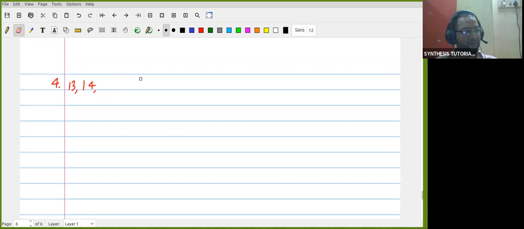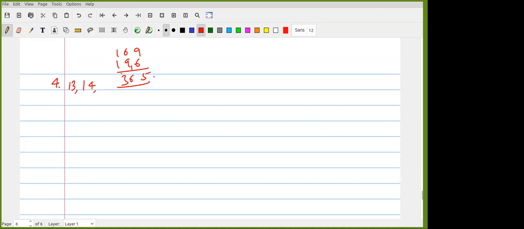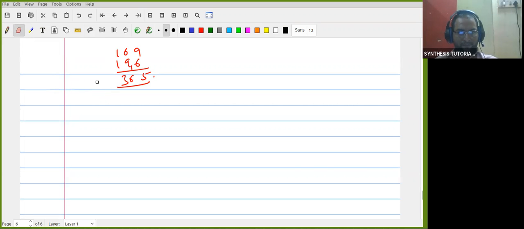Find two consecutive positive integers, sum of whose square is 365. So square is 169 and 196. Yes, you're right. All right. Good. Okay, now let us go to this problem number 6.